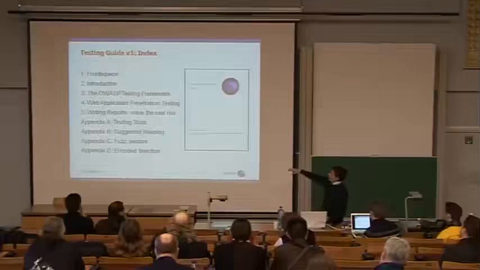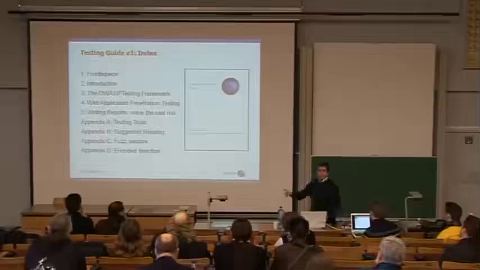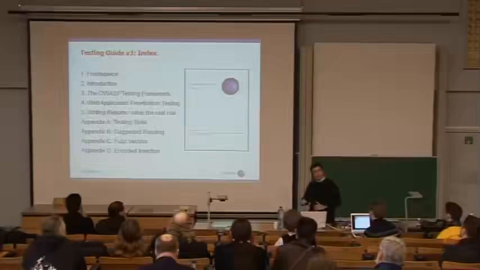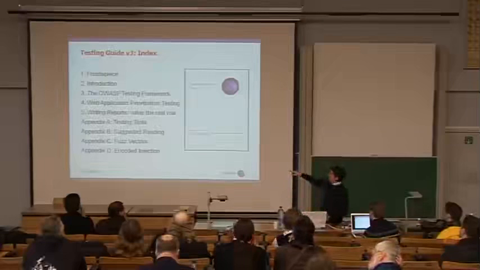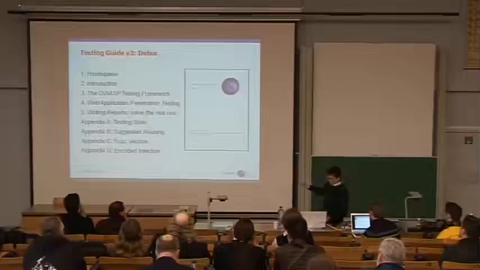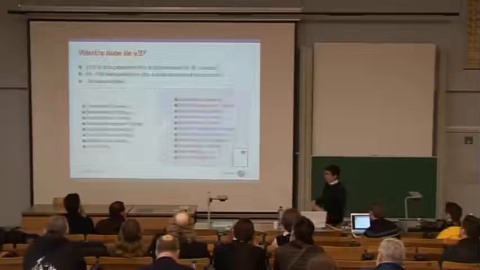Then we have 4 appendices. We describe all the testing tools that we use. WebScarab is the king tool, but there are a lot of other tools. For example, for SQL injection, we have SQLNinja, we have SQLMap, and so on. Then the reading, the fuzz vectors, and the encoded injection. Now we go to see it better.